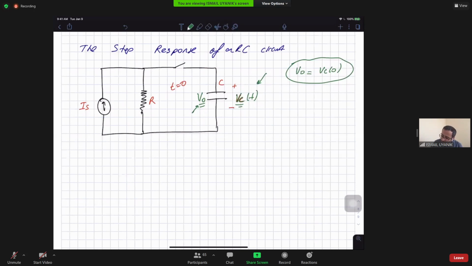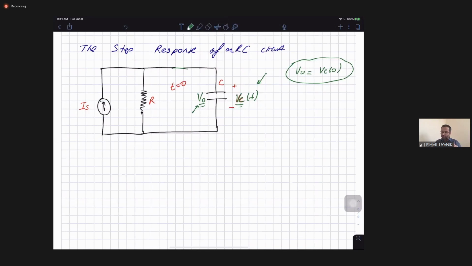Okay, so when this switch is closed, suddenly, what is going to happen here? So we will have an IS pumped here that will be divided into two branches. One will be the resistor, one will be the capacitor. And then in this case, we should be solving for the capacitor voltage. So I can just write a KCL here just to start, and then we will see what happens.